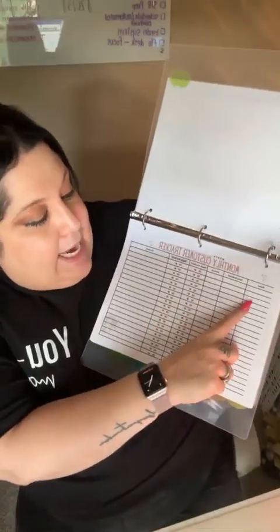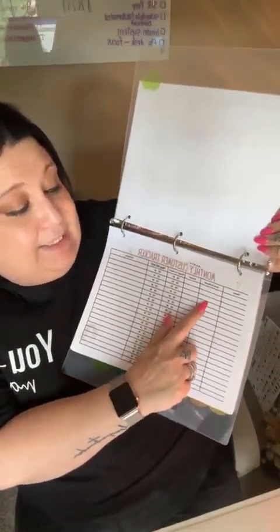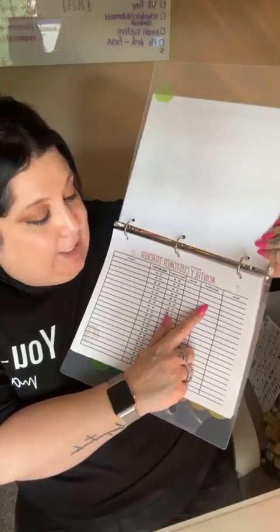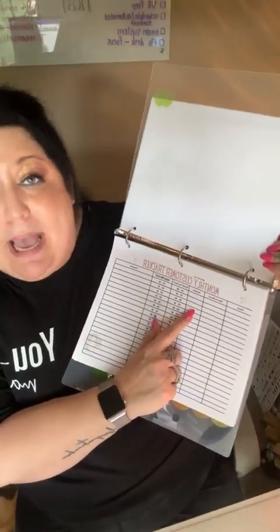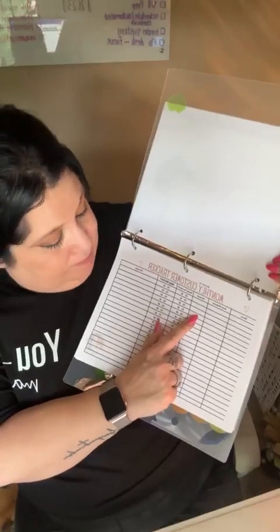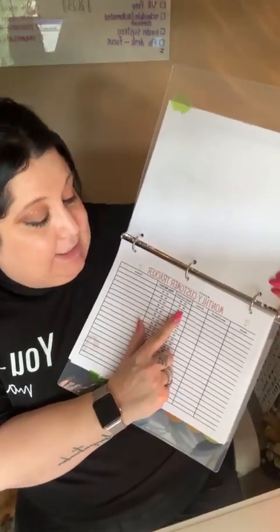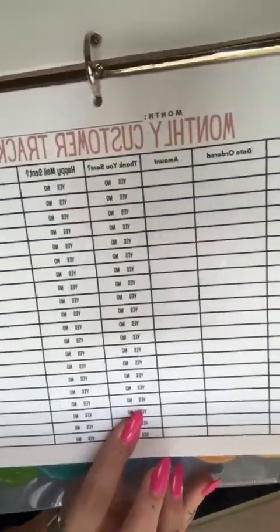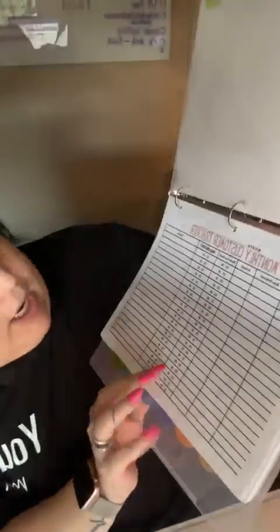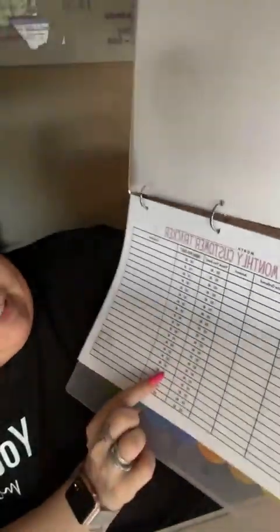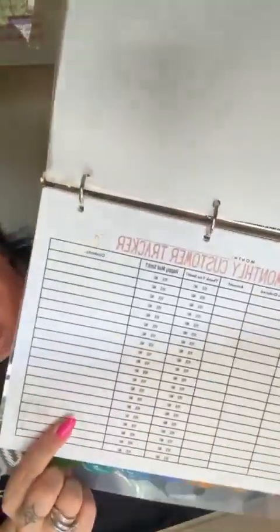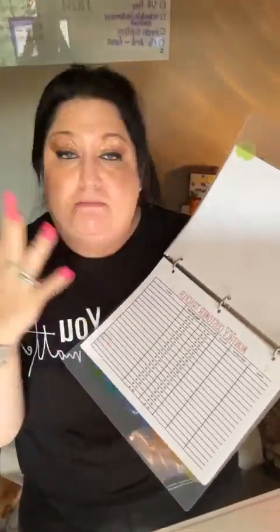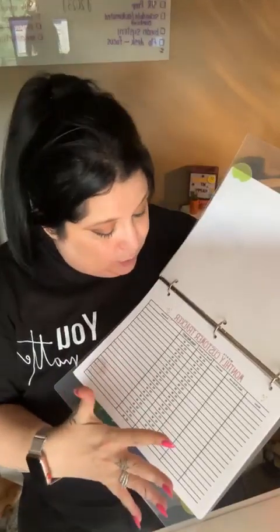So what I have here is name, date ordered. I write down the date that they ordered. I write down the amount of their order. And then I have a section that says thank you sent, and it says yes or no. Have I done that or not? Happy mail sent is the next column. Yes or no. Simply circle which one. And then I have comments. Again, very basic, very OG, old school.